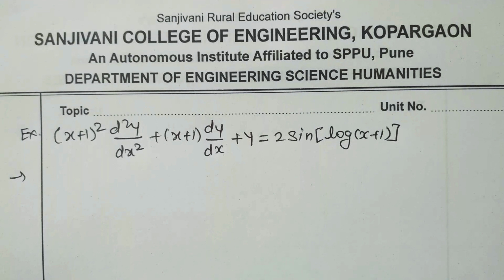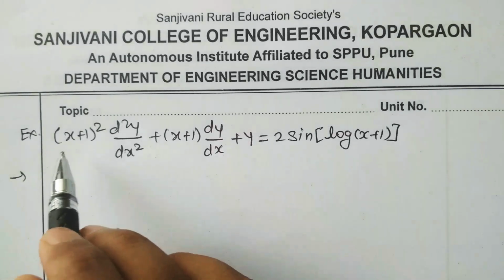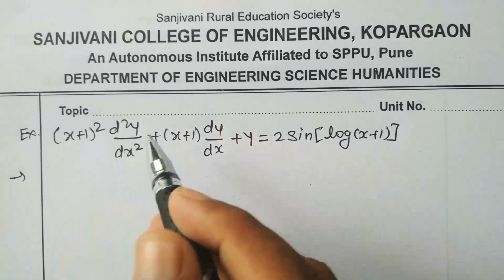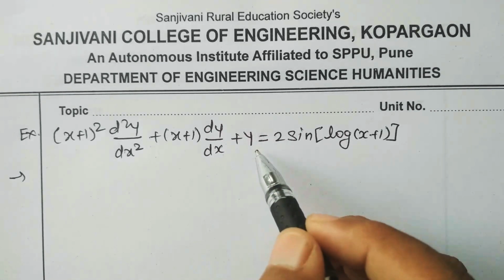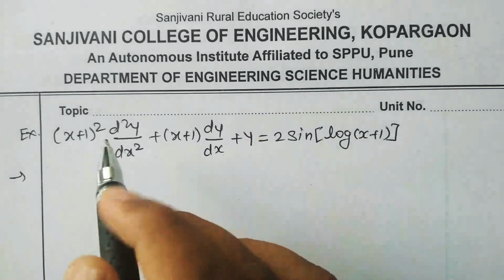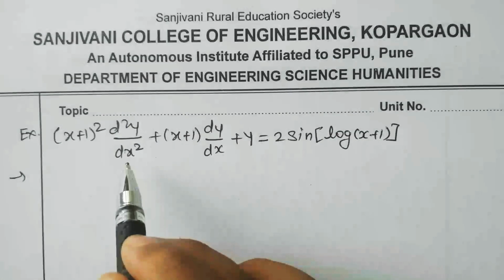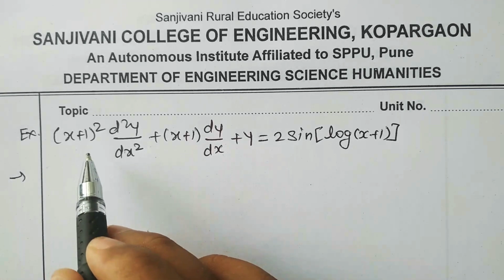Today we are going to take the examples on the Cauchy and Legendre differential equation. See the example: (x+1)^2 d²y/dx² + (x+1) dy/dx + y = 2 sin(log(x+1)). Now if you see the coefficients of d²y/dx² and dy/dx, these are the powers of x+1.